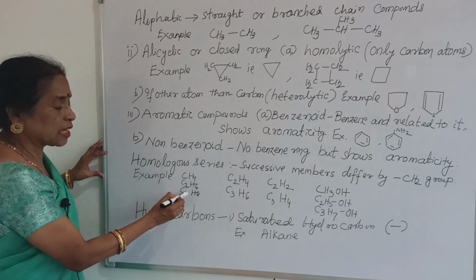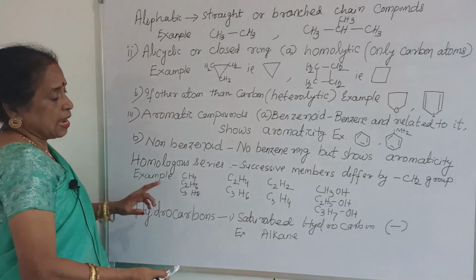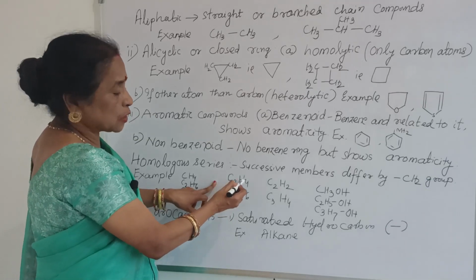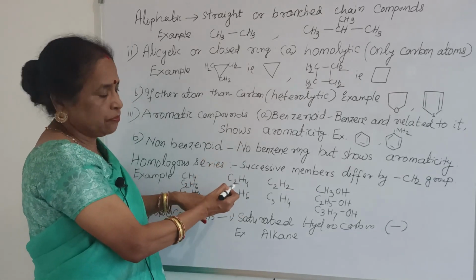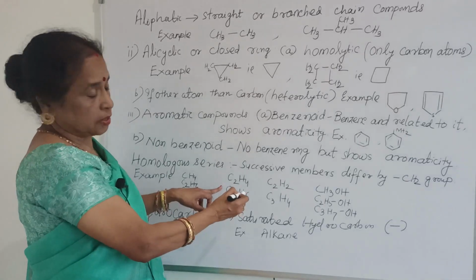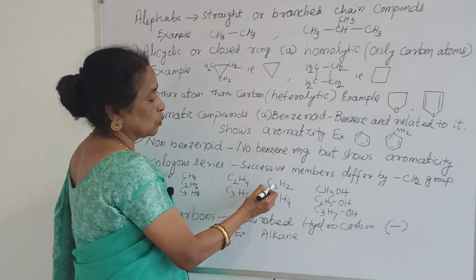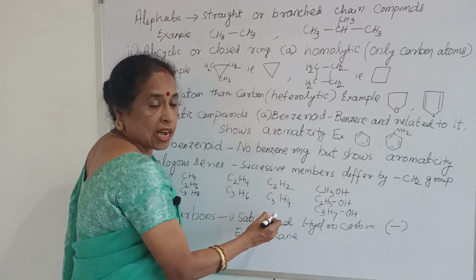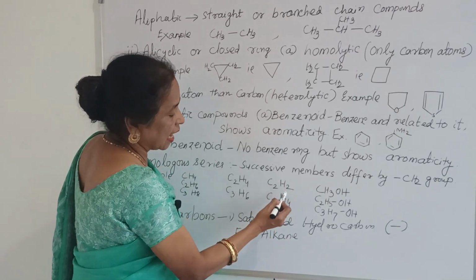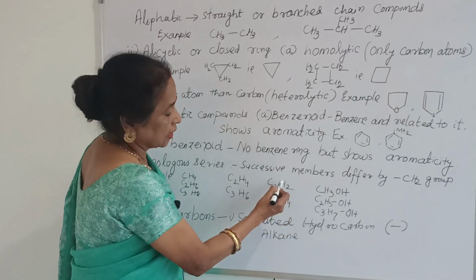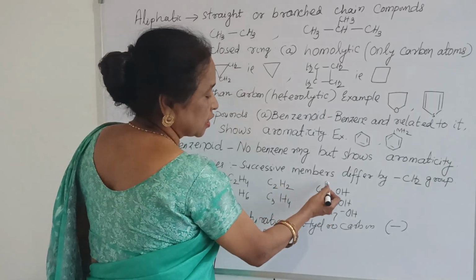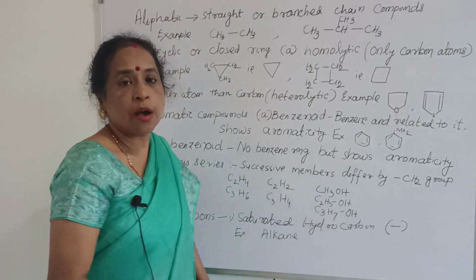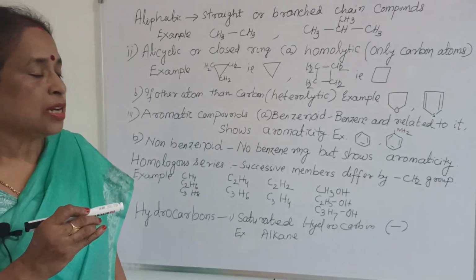Here also same, there is a difference of CH2 group. In alkene, C2H4, then come to C3H6, here also the same CH2 group difference. Then C2H2 alkyne. In alkyne, this is ethyne, this is propyne, and there is a difference of one methylene group. In alcohol also same case, there is a difference of CH2 group.